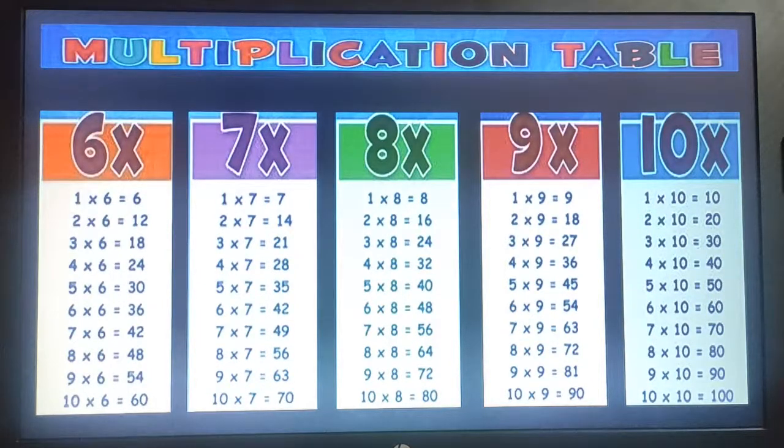Now 10's table. 1 into 10 is 10, 2 into 10 is 20, 3 into 10 is 30, 4 into 10 is 40, 5 into 10 is 50, 6 into 10 is 60, 7 into 10 is 70, 8 into 10 is 80, 9 into 10 is 90, 10 into 10 is 100.